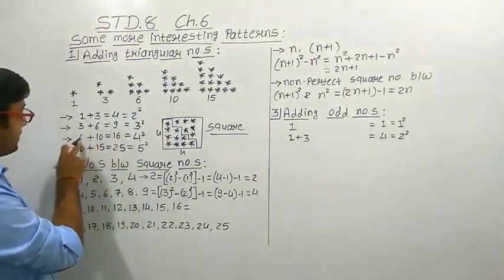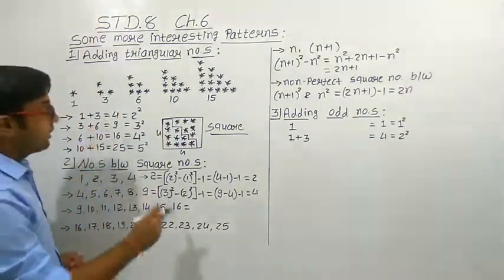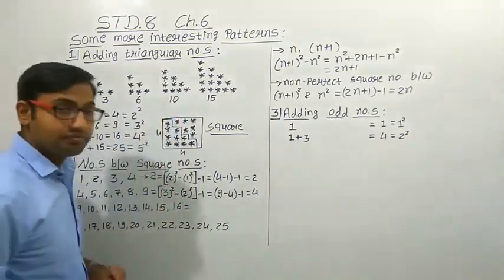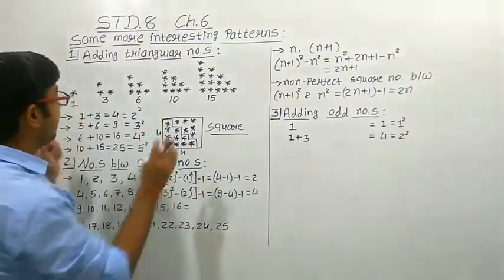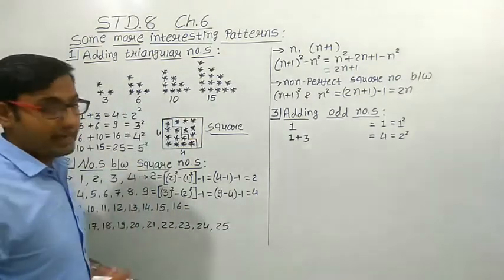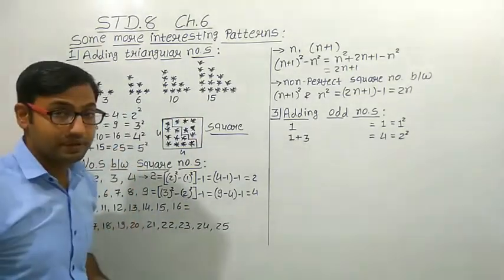Because we add 6 plus 10, the two triangular numbers 6 and 10. So this is how, by adding the triangular numbers, we get the perfect square number.